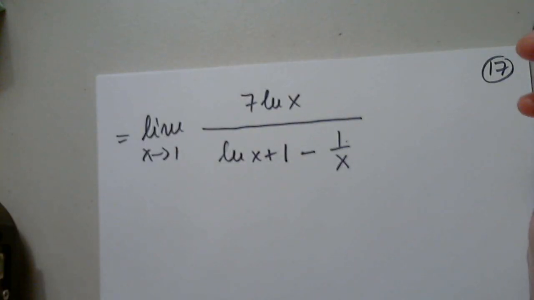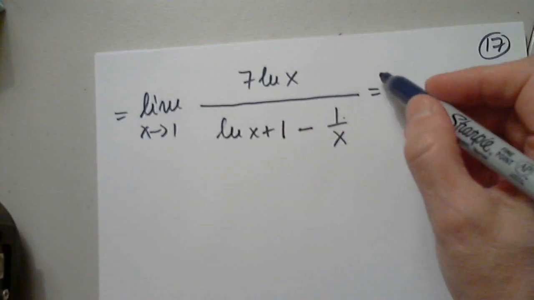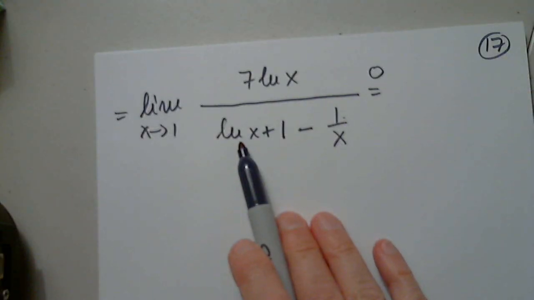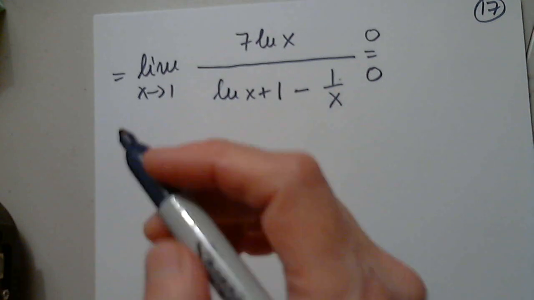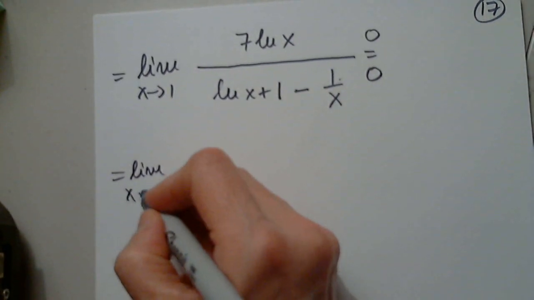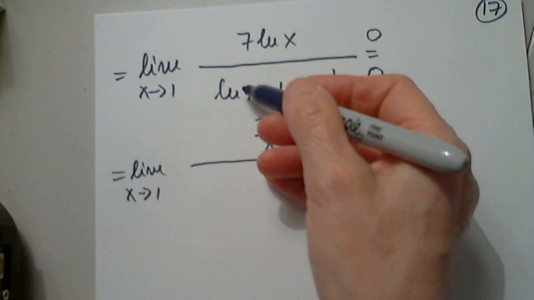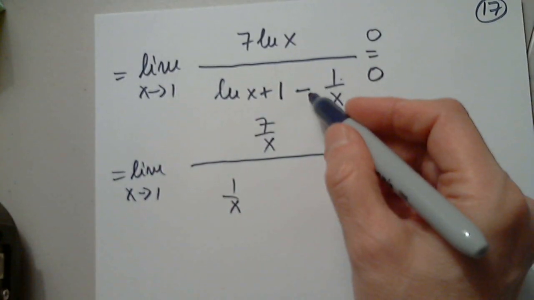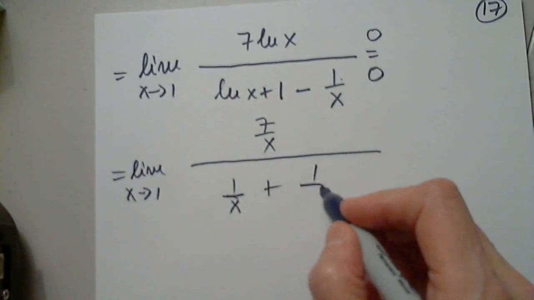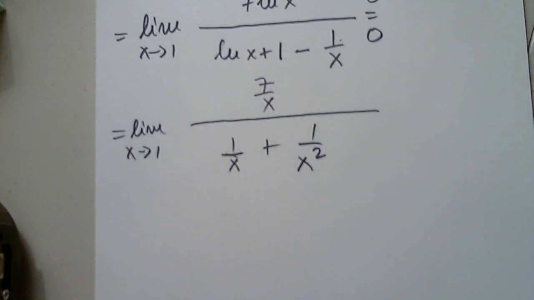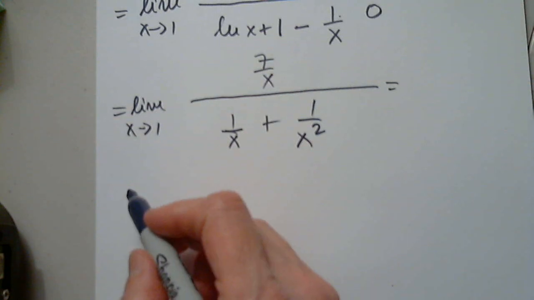Now I test L'Hopital's rule, or test the next step. When x is 1, the top is 0. The bottom, 1 minus 1, 0. I will apply L'Hopital's rule again. So limit as x approaches 1. The top is 7 over x. The denominator is 1 over x plus, be careful, this is a very important rule, plus 1 over x squared.